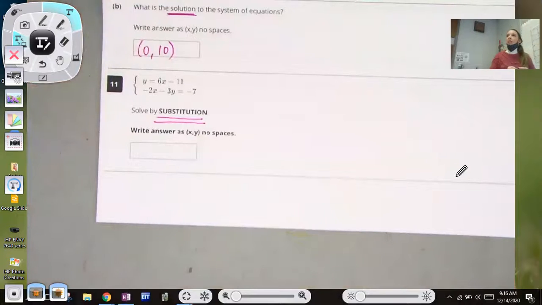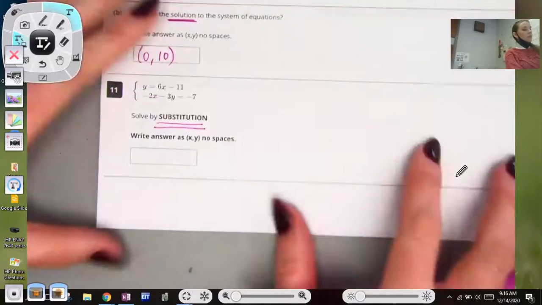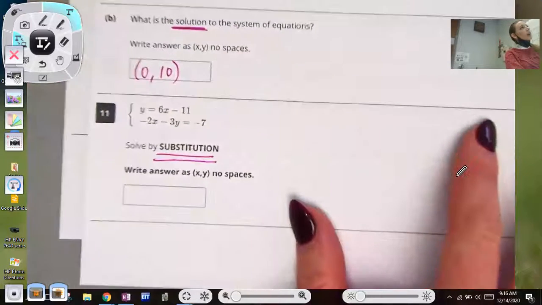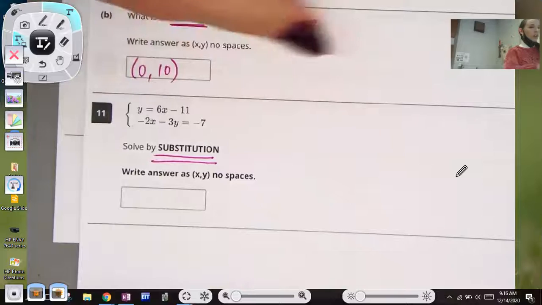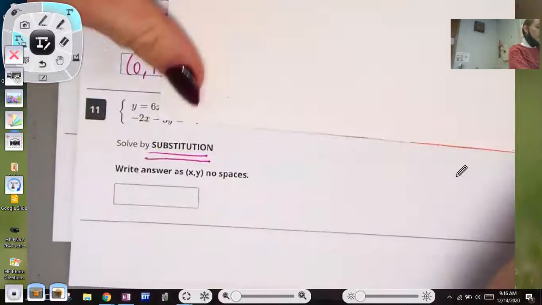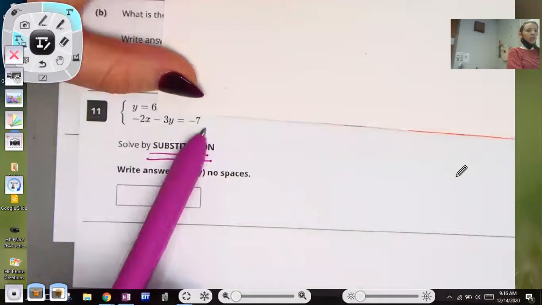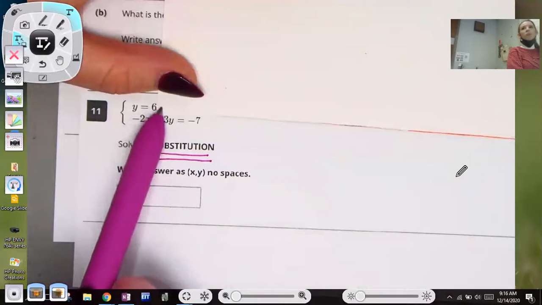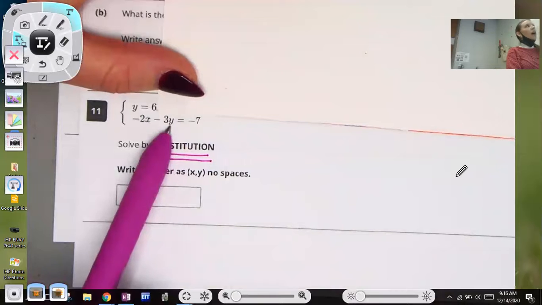So the main thing you need to look for when you're solving by substitution is to check, is one of my equations already solved for a variable? Is it? Yes. So it is perfectly set up for us to solve it by substitution. What we're used to is seeing an equation where y equals 6. So what would we do with that 6? We would substitute that in for y, okay?